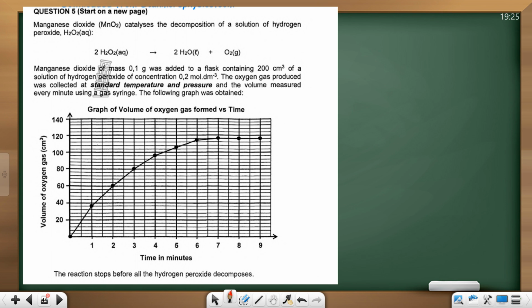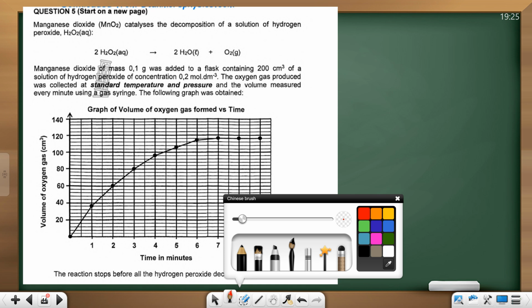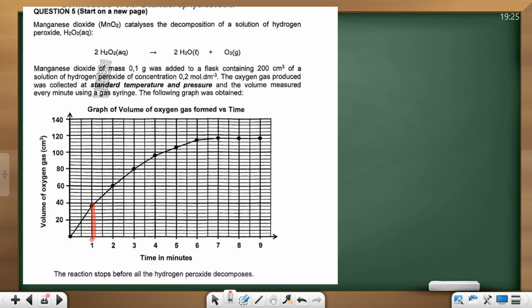Can I go back to the question? Read the question again. How does the volume of gas collected every minute compare? So look at the first minute. We produced 38. In the second, it's now 60. So it's 28 there. No, 22. For the first minute, we produced 38. In the second minute, we produced what?